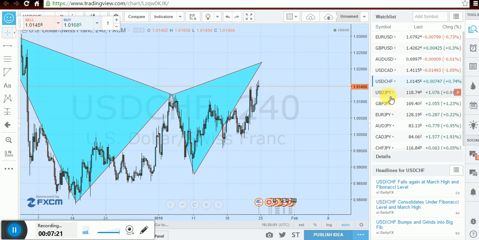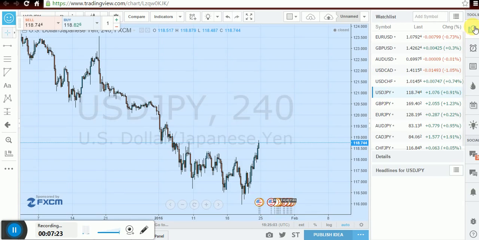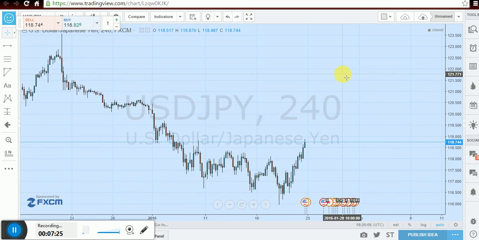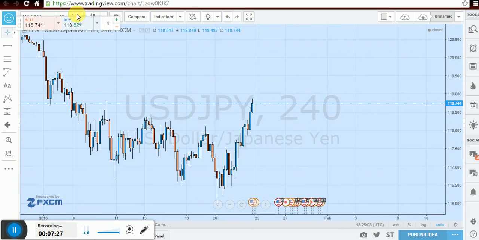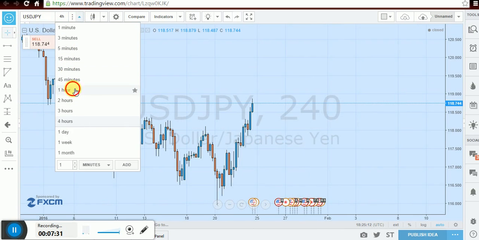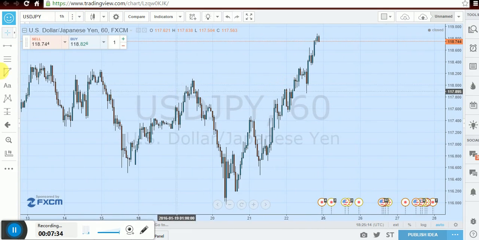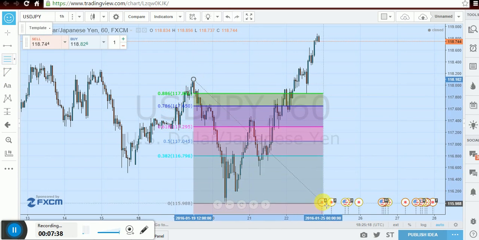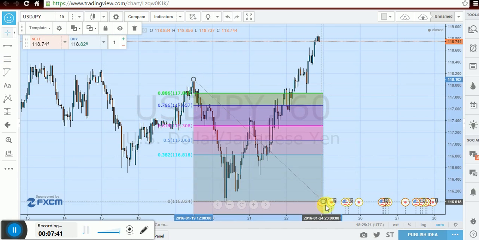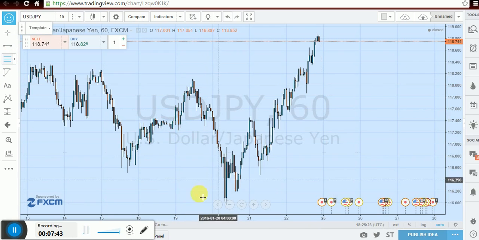Moving on to the next one, dollar against the yen. I did have a bat pattern that ended up, actually was it a bat? No, it was a Gartley pattern, I think, that ended up being stopped out on Friday. So let me just try and confirm that. Yeah, I did have an X to A leg. Yeah, 618. It was a Gartley pattern that ended up being stopped out.